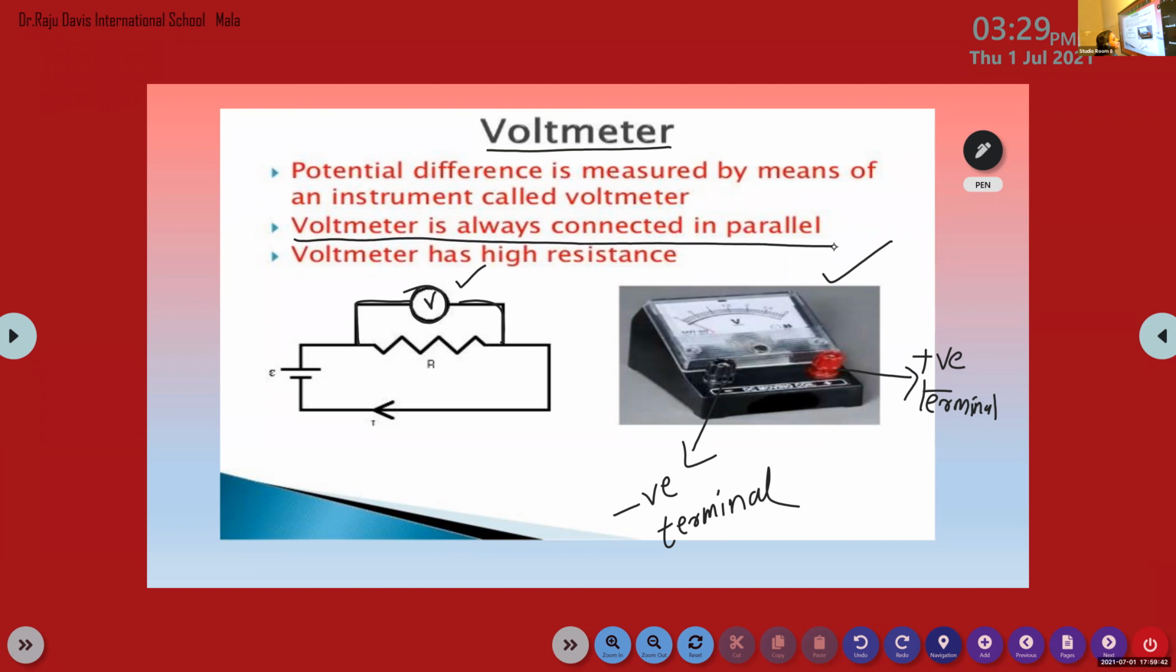Pratyush, how do we connect an ammeter to a circuit? Is it in series or parallel? It is in series. Now, how do we connect a voltmeter to a circuit? Parallel. Students, can you hear me? Yes, ma'am. Okay, okay.